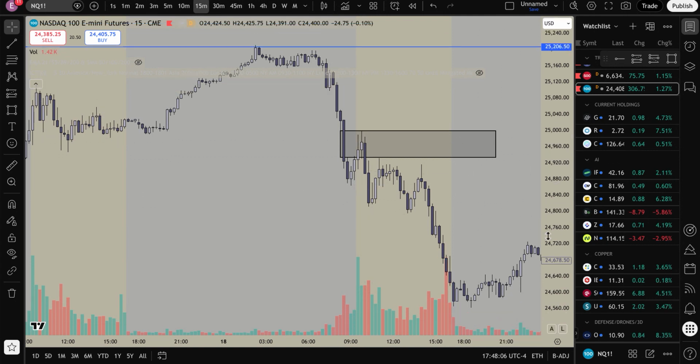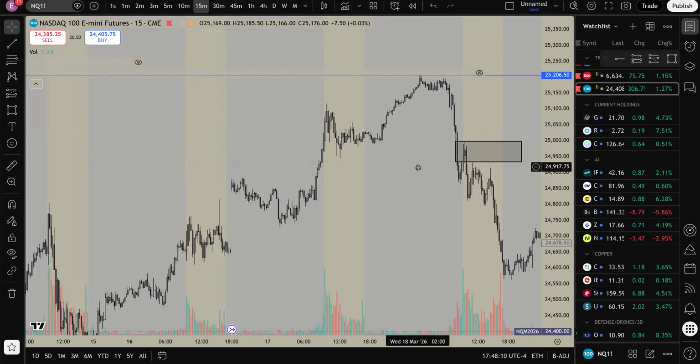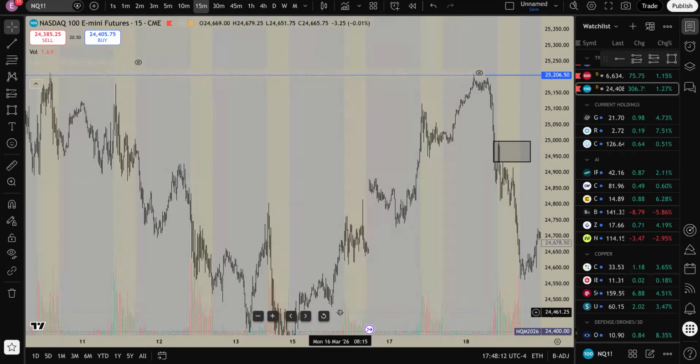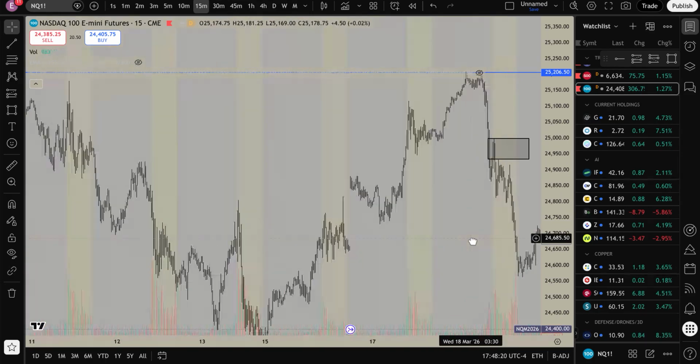And fair value gaps are what I like to call a continuation confluence, meaning that the trend isn't changing. Instead, you're just following the trend. So as you can see, we were in a downtrend, we came right back up, then we continued the downtrend using the fair value gaps.